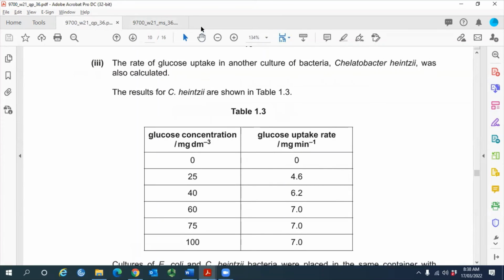Now, if you write C. henzi in your answer, make sure you underline C, don't underline the dot, underline henzi. Because some students tend to underline the whole thing. So when you write a species name, you don't underline the spacing between the two words. Even if it's a short form, you don't underline that spacing, and don't underline the dot.